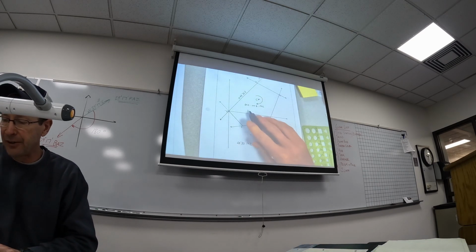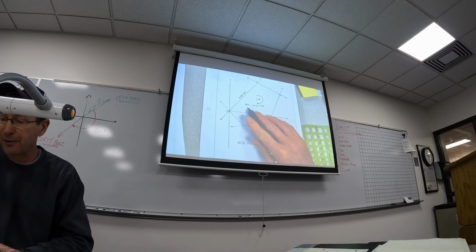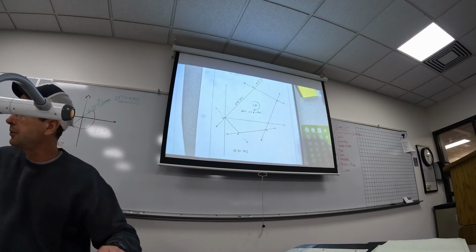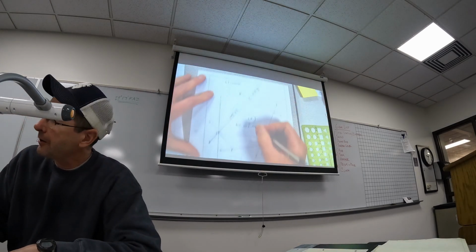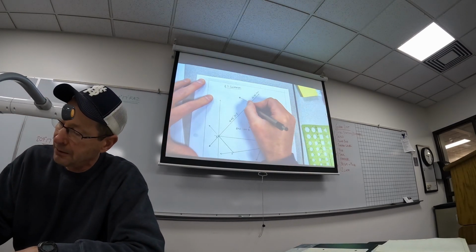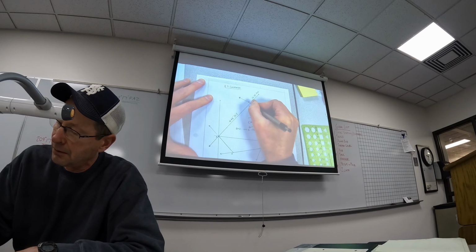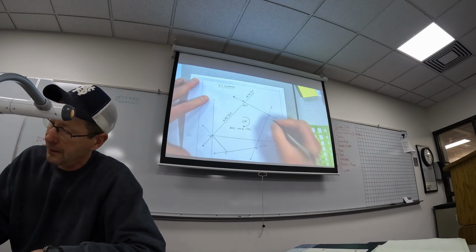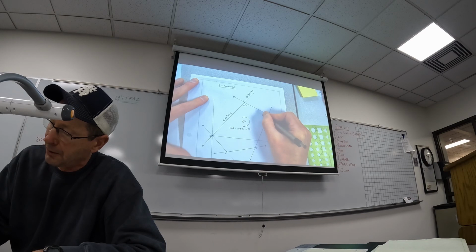Now, the formula says if we know the back azimuth of a line, oh, let's write down the angles too. Sorry about that. Let's get these interior angles written in here too. 102.11. 104.